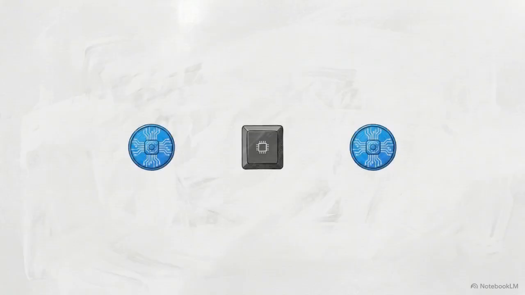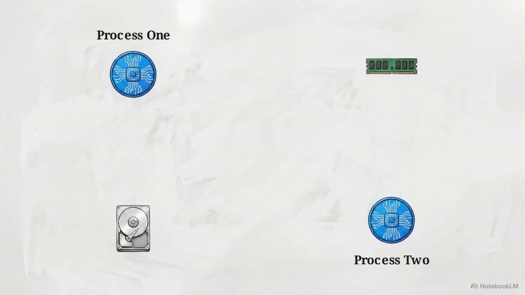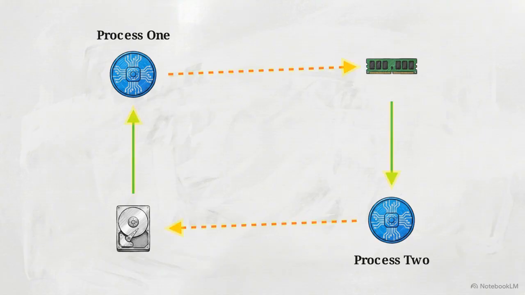A deadlock is a system standoff where a set of active processes are all waiting for an event that only another waiting process can cause. Imagine your computer has two background tasks running. Process 1 holds your hard drive, but it needs a specific memory file to finish its task. Process 2 holds that exact memory file, but it needs the hard drive.